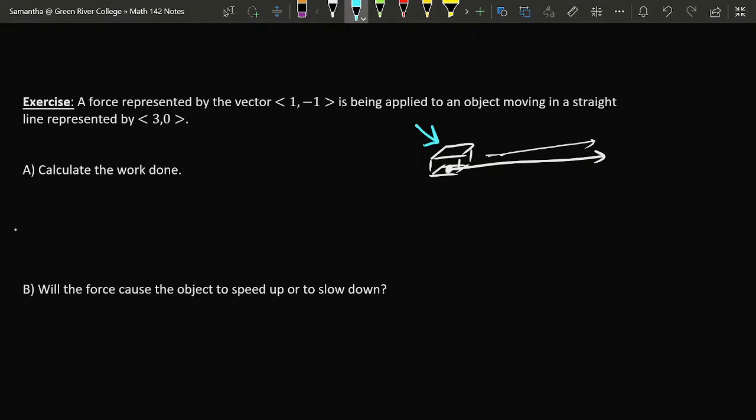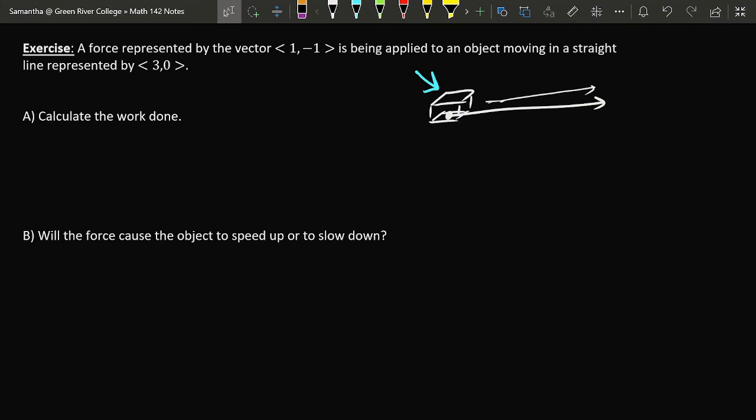Now, the first thing that I'm going to say is that I expect the work done to be positive, because the direction of the force is roughly speaking in the same direction as the object's movement. So it's sort of helping the minecart along the way and pushing it forward, and so I expect the work done to be positive because I expect the minecart to speed up. Now let's go ahead and calculate the work and see if we are right about that.